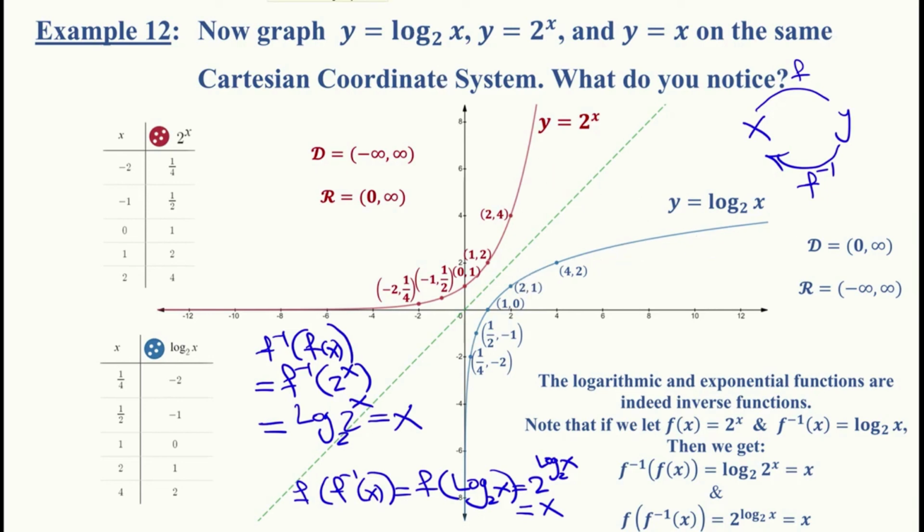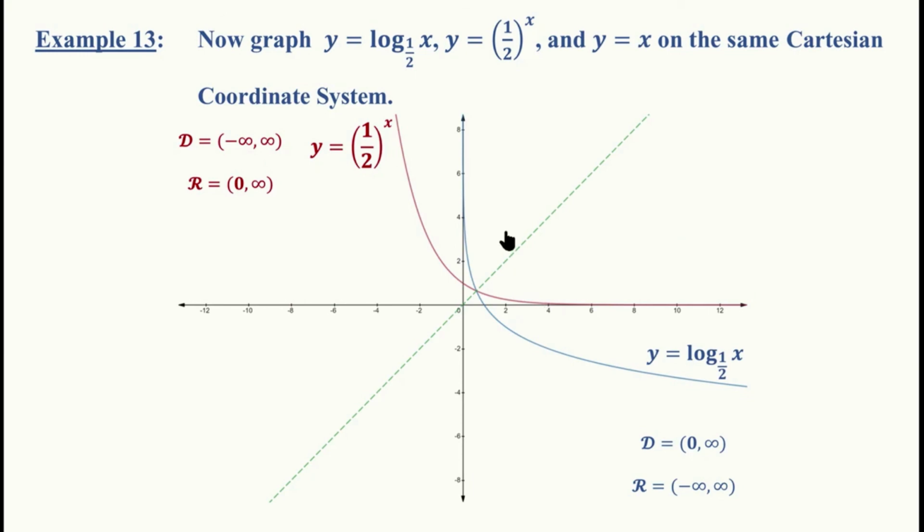Now let's see what happens if we look at a base value between 0 and 1. See what happens when you take a base value between 0 and 1. The logarithmic function becomes a decreasing function. And that's exactly what happened with the exponential function as well. All right, and these two, log base 1/2 of x and y equals 1/2 to the x, are obviously also inverse functions.